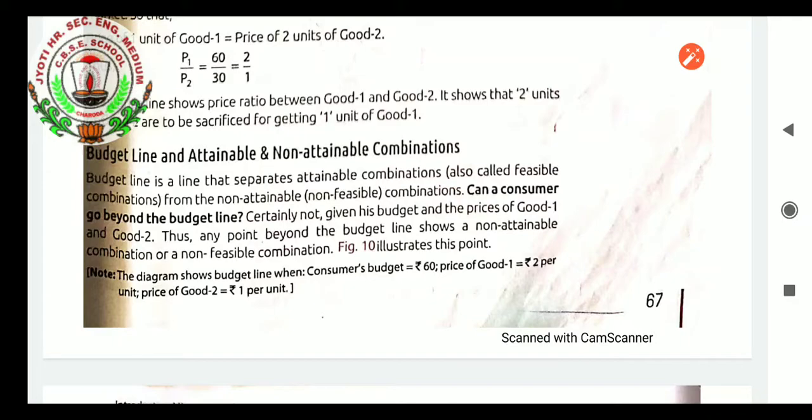combinations. Can a consumer go beyond the budget line? No, it cannot be possible, because as the expense level is complete, he will not be able to purchase any more units from the market. So that says he cannot cross the budget line.